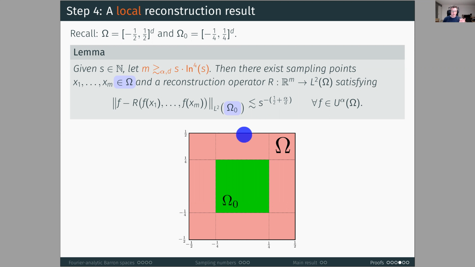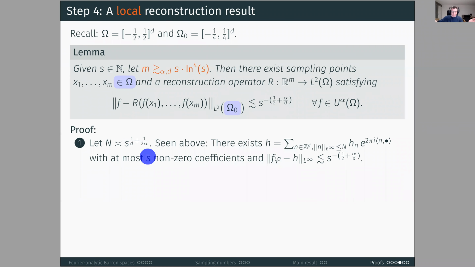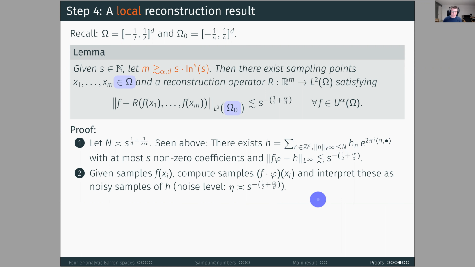Okay, this is the point here. So this does almost what we want, except that it only gives us a reconstruction on the subdomain and not on all of omega. So how do you prove this lemma? Basically, you collect everything that we have seen up to now. Above, we have seen that you can approximate f times phi, so f localized to the subcube basically, by such an S-sparse Fourier series, where you also have control over how big the frequencies get. And then you can basically just apply the result from compressive sensing.